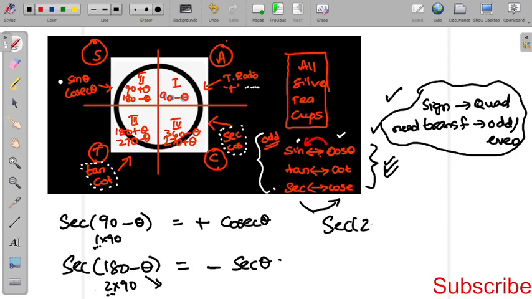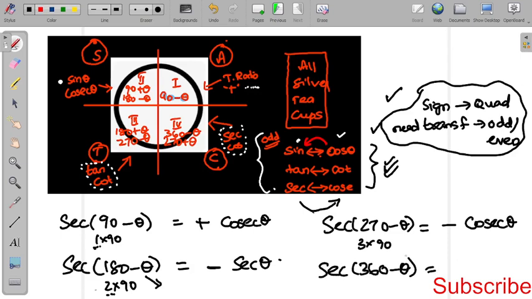And then sec 270 minus theta, that is exactly easy, that is 3 into 90, which is an odd one. Need the transformation, sec here. Sec is converted to what? Cosec. So just you can write cosec theta. And what about the quadrant? 270 minus theta lies in the third quadrant. There you can see tan and cot alone will be positive. Here it is sec. So that will be negative. In the same way, you have to do for 360 minus theta. And then you can do for cosec theta, cot theta, tan theta, and so on.